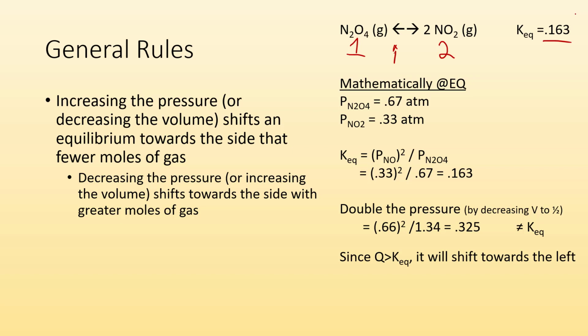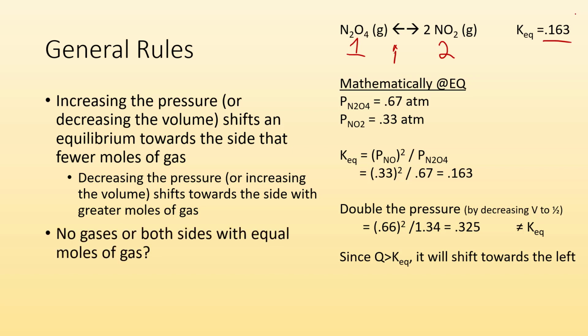If you've got less pressure, you've got more room for those gases to spread out, so you're going to favor the side that's got more gas. If there are no gases, or both sides have an equal number of moles of gas, then there's no effect. It won't have any effect. And on the right side here, I'm showing it mathematically.